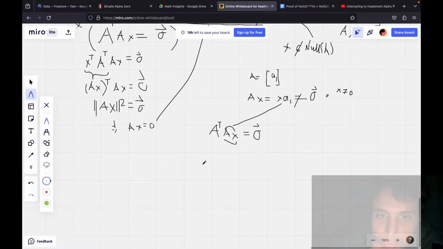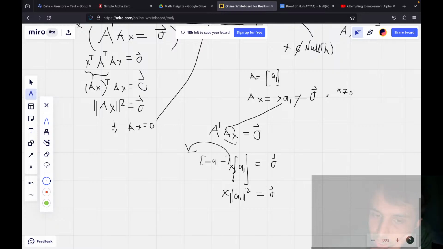So what is A^T, right? A^T is just a1^T, like that's A^T, right? And then Ax is just a1 scaled by x. So this whole thing equals 0. And of course, since this is a scalar, we can just plop it on the outside. So what we have is x, and then this is a1, the magnitude squared, the squared norm, equals 0.